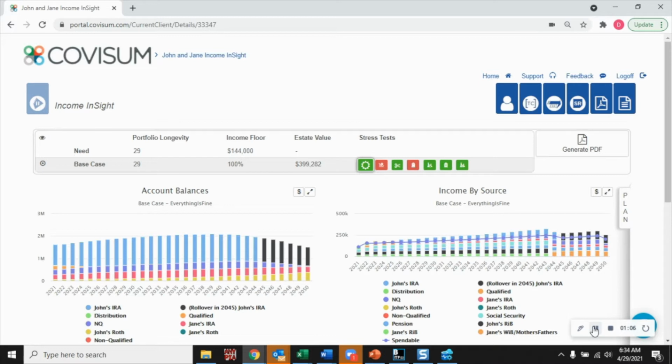If portfolio longevity does not meet the need, then obviously a client who has 95% of their income need met by pensions or other guaranteed income sources is in a very different position than someone who has 20% of their income needs met by guaranteed income sources. This is the income floor metric. In our example, the client has all their income needs met throughout the portfolio longevity period.